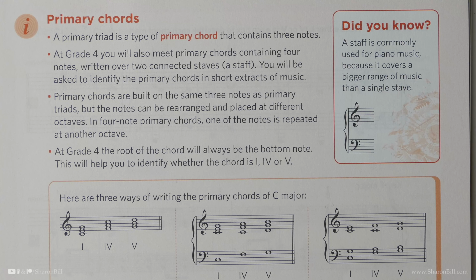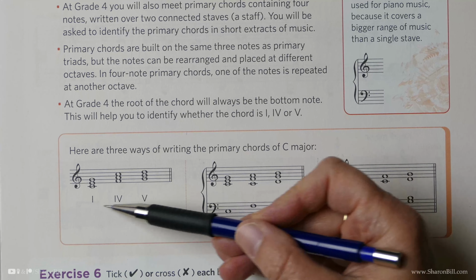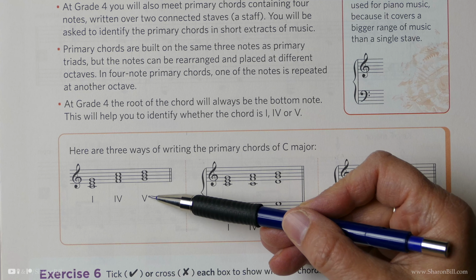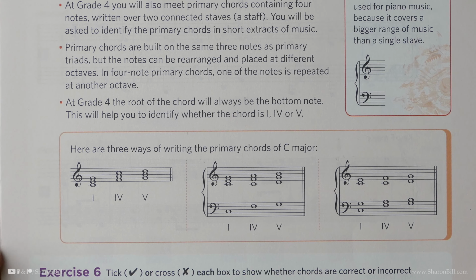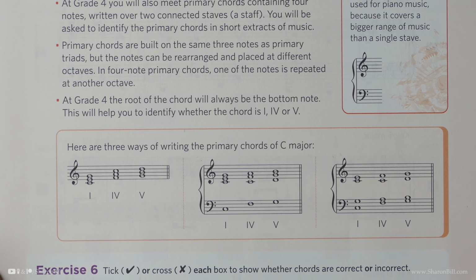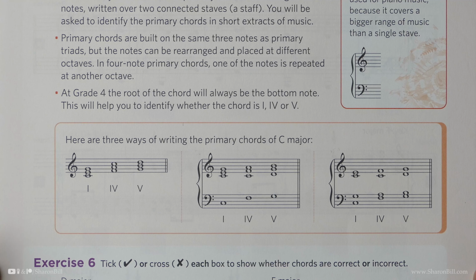Let's press on to page 51 of the Grade 4 Discovering Music Theory workbook. We continue to look at primary chords, the triads built on the notes 1, 4 and 5, the tonic, the subdominant and the dominant. And we're not really covering any new information here at all. It's just going to be presented to us in a slightly different way.